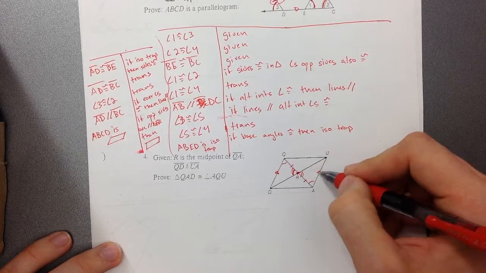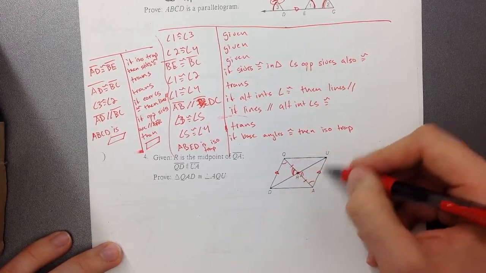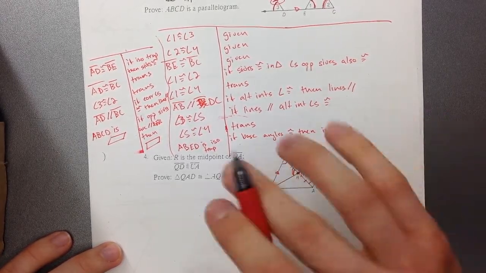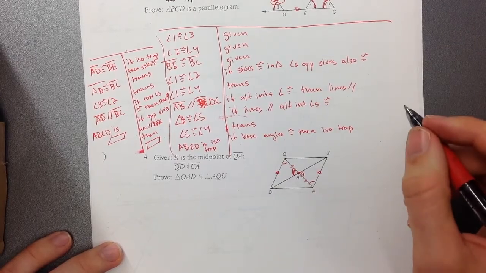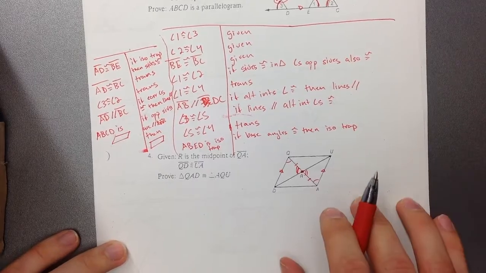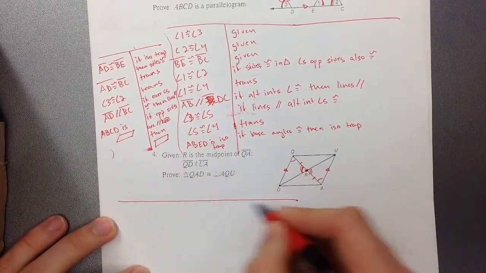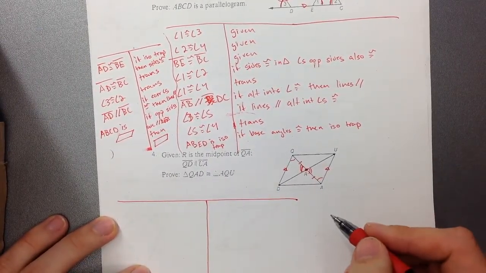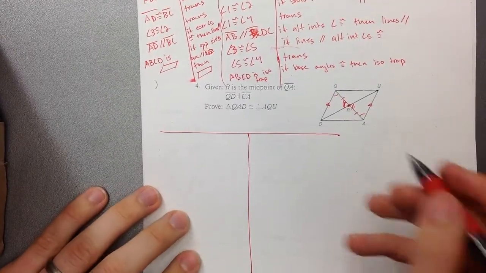I can then CPCTC this side. Then I have a set of sides that's both congruent and parallel. That's going to make it a parallelogram. Once it's a parallelogram, then I can take and CPCTC everything else that I want. So here we go. I'm going to take and start it off.